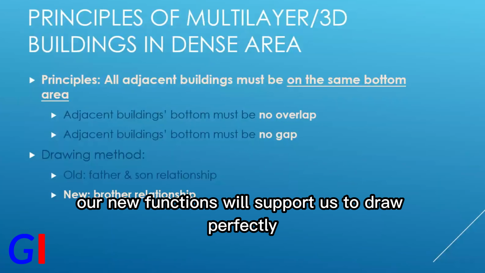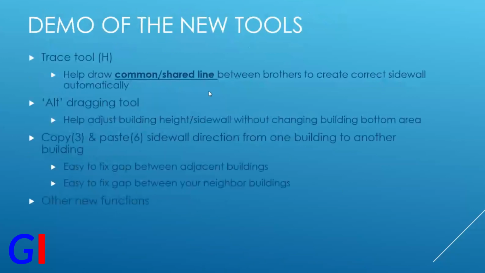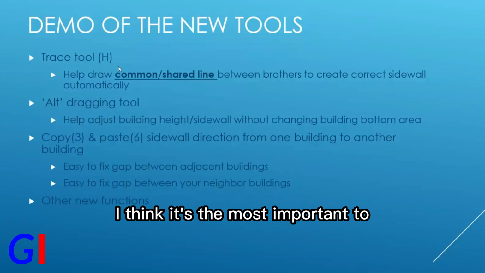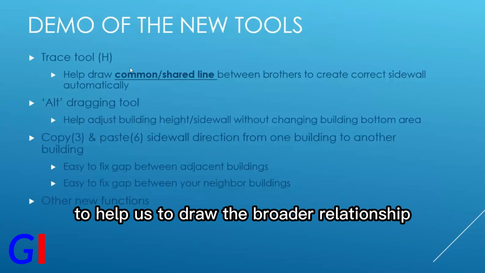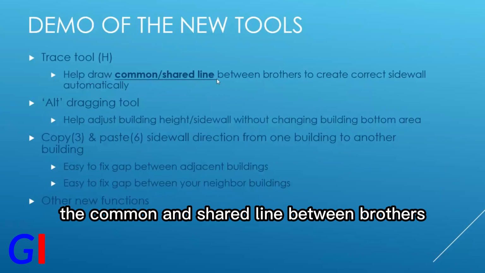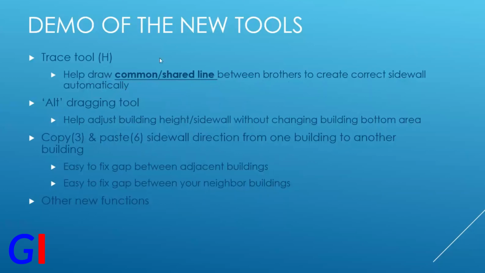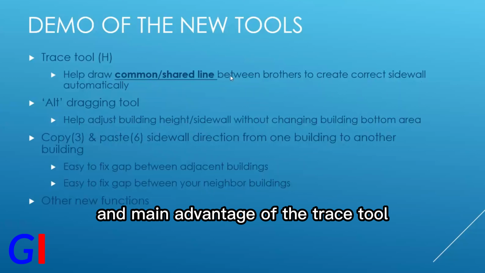Our new functions will support us to draw perfectly multi-layers by brother relationship. Okay, so the first, I think it's the most important tool, is the trace tool to help us to draw the brother relationship. The trace tool can help to draw the common and shared line between brothers to create correct sidewall automatically. This is the main function and main advantage of the trace tool.